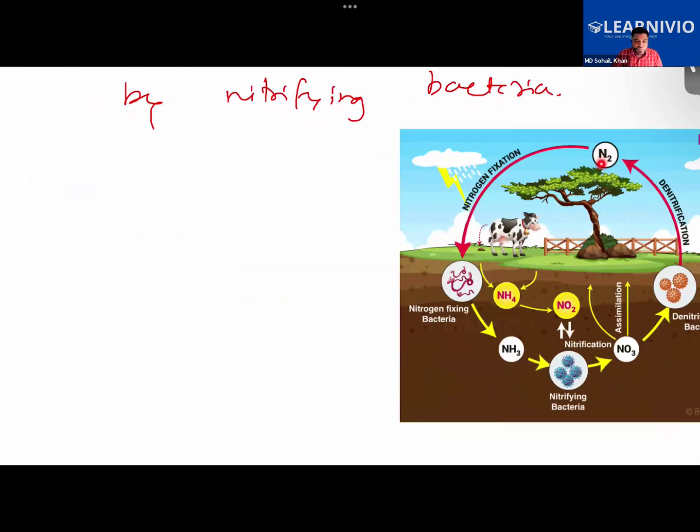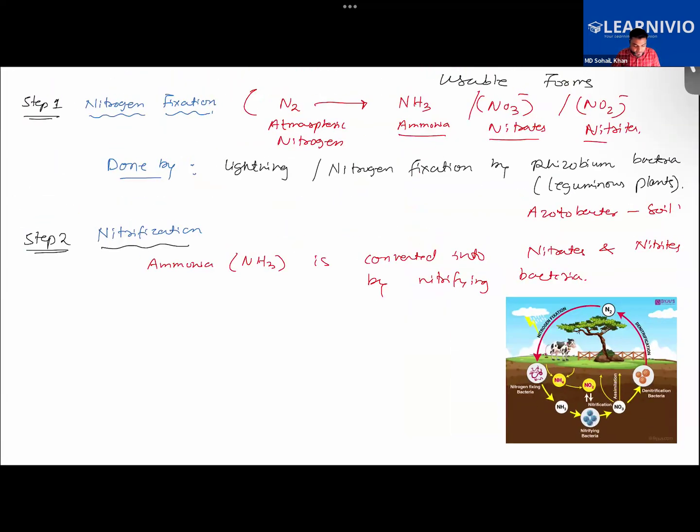This is atmospheric nitrogen, right? And it needs to be converted into usable forms, like ammonia, nitrates, and nitrites, which the plants can take up. So the first step was nitrogen fixation. In nitrogen fixation, this atmospheric nitrogen is being converted into ammonia, nitrates or nitrites.